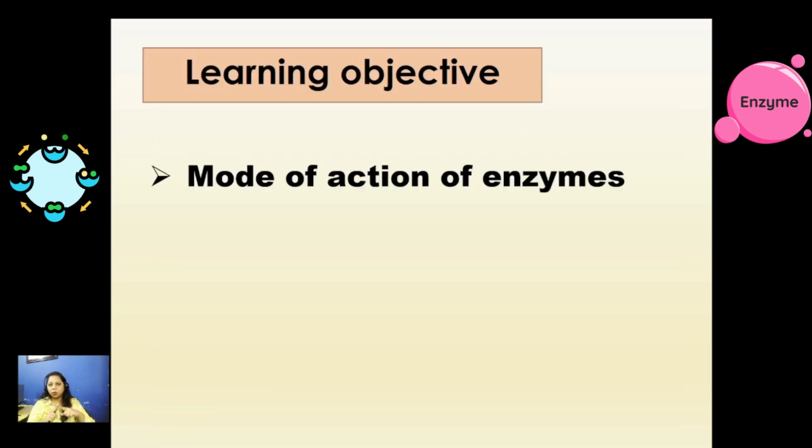In this chapter we are going to discuss two major learning objectives. First one is the mode of action. So we are going to learn about the modes of action that enzymes can follow, and there is one method which is more acceptable. We are going to learn this in detail, why it is more acceptable.